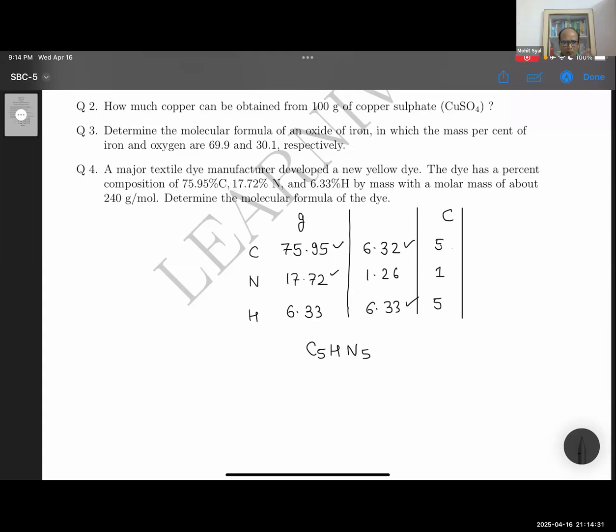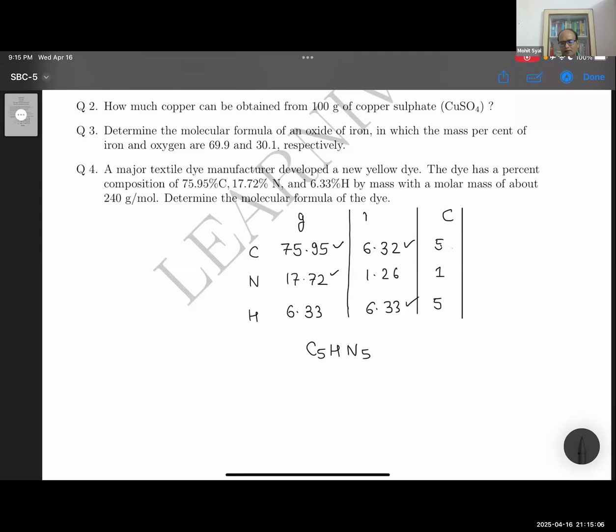Divide by their atomic mass. For carbon it is 12, for nitrogen, the atomic mass of nitrogen was 14, right? So that was divided by 14. And for hydrogen, the atomic mass is 1. So you get the number of moles.